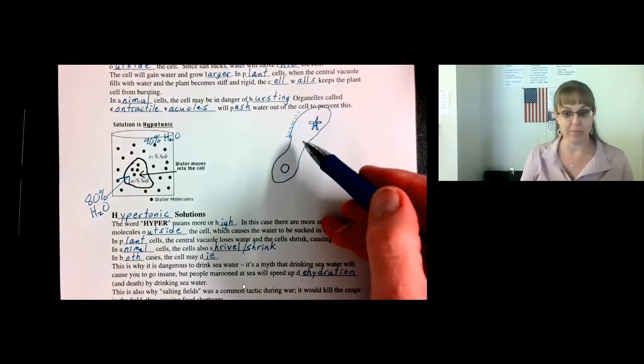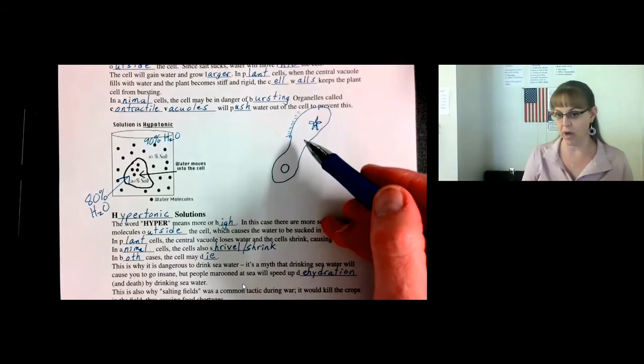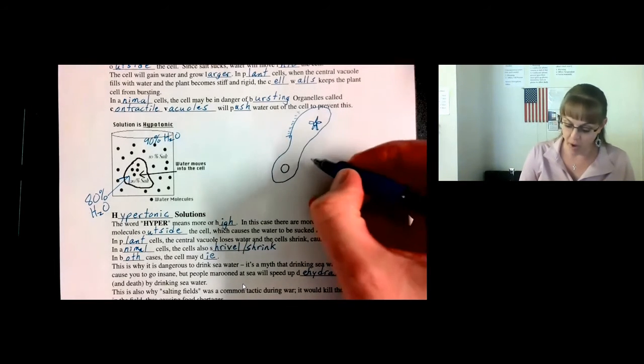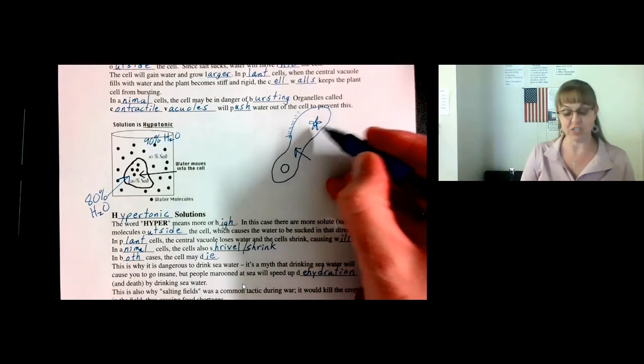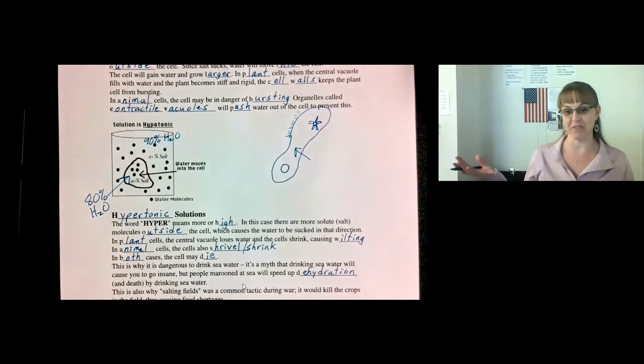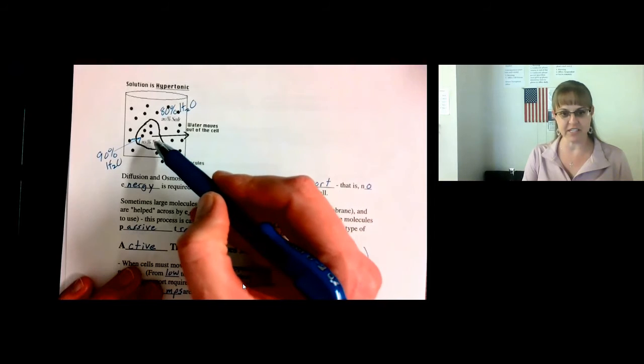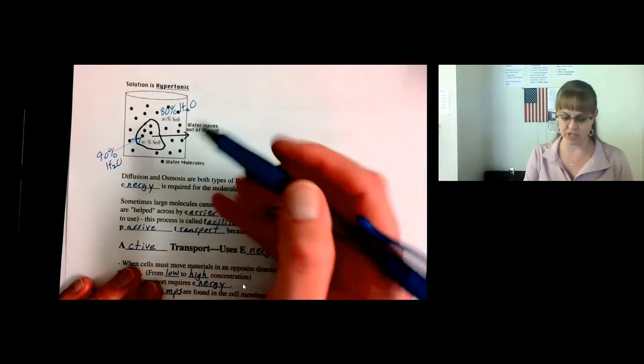So that way, a paramecium can live in fresh pond water. And even if the water keeps flowing in, the paramecium just pumps it right back out, and it's perfectly fine. Your cells don't have that, but you have skin around your body to prevent you from getting waterlogged. So what if a cell is placed in a hypertonic solution?